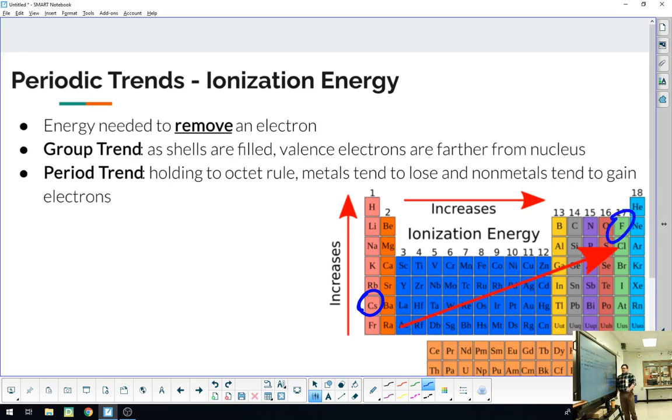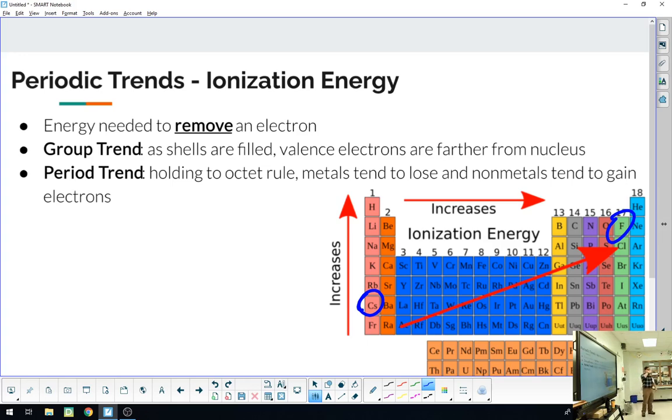And then fluorine, remember it's really small. Man, it likes its 7. The energy it takes to rip an electron away from fluorine is so much because its 7 is nice and close. They really just want an 8th one and they're good. So, the energy needed to remove an electron: as you go up and as you go to the right, it's harder.